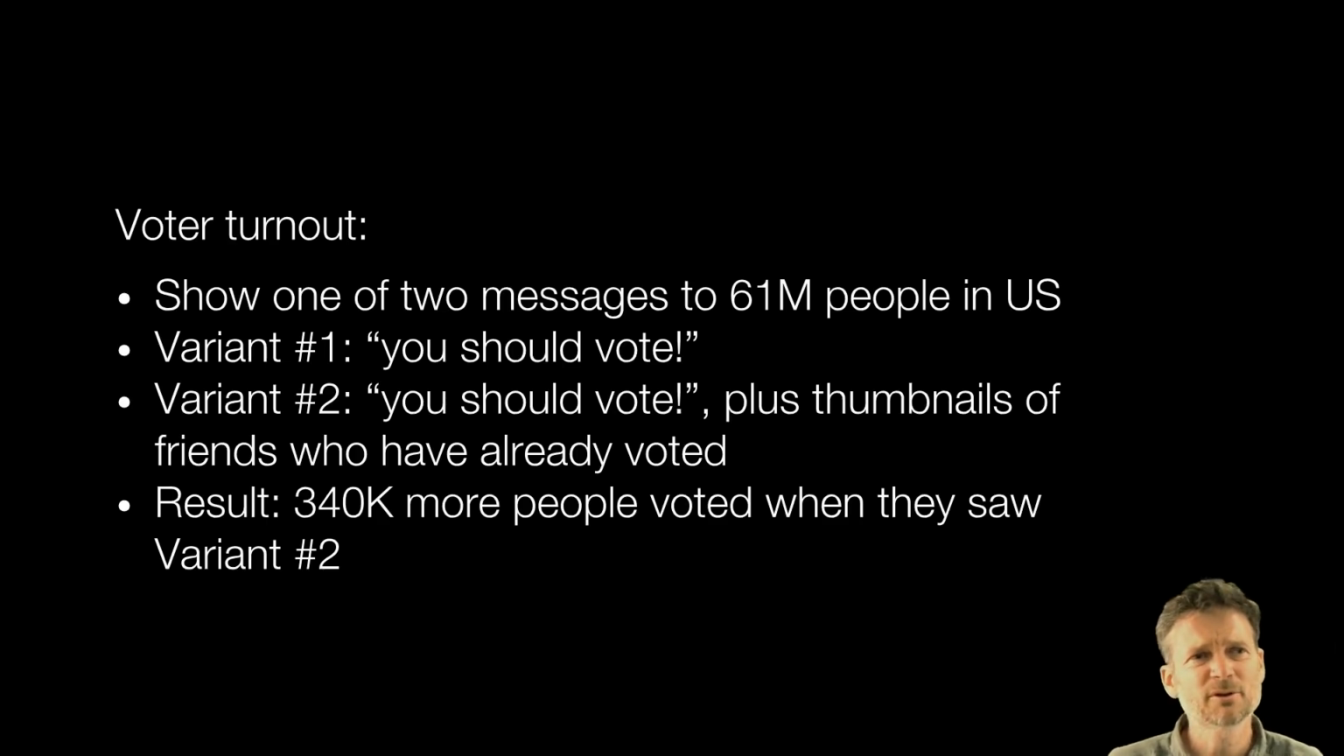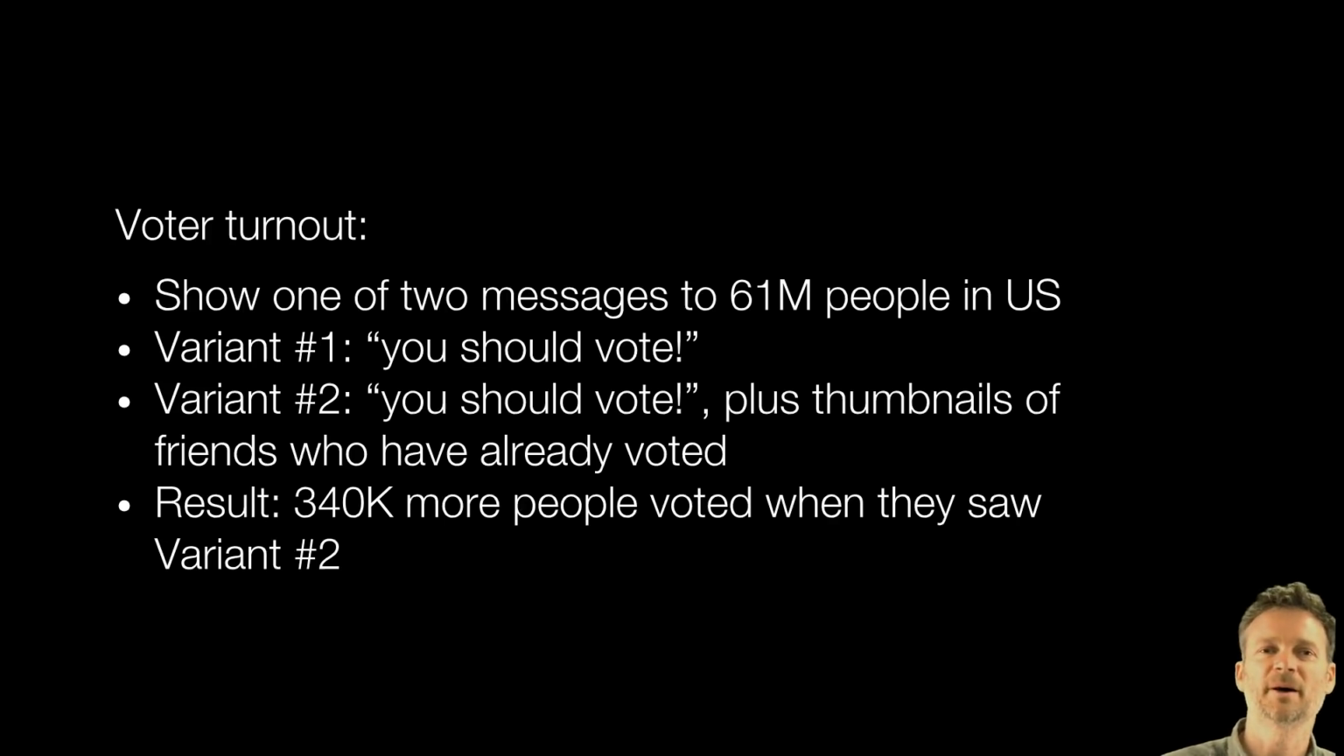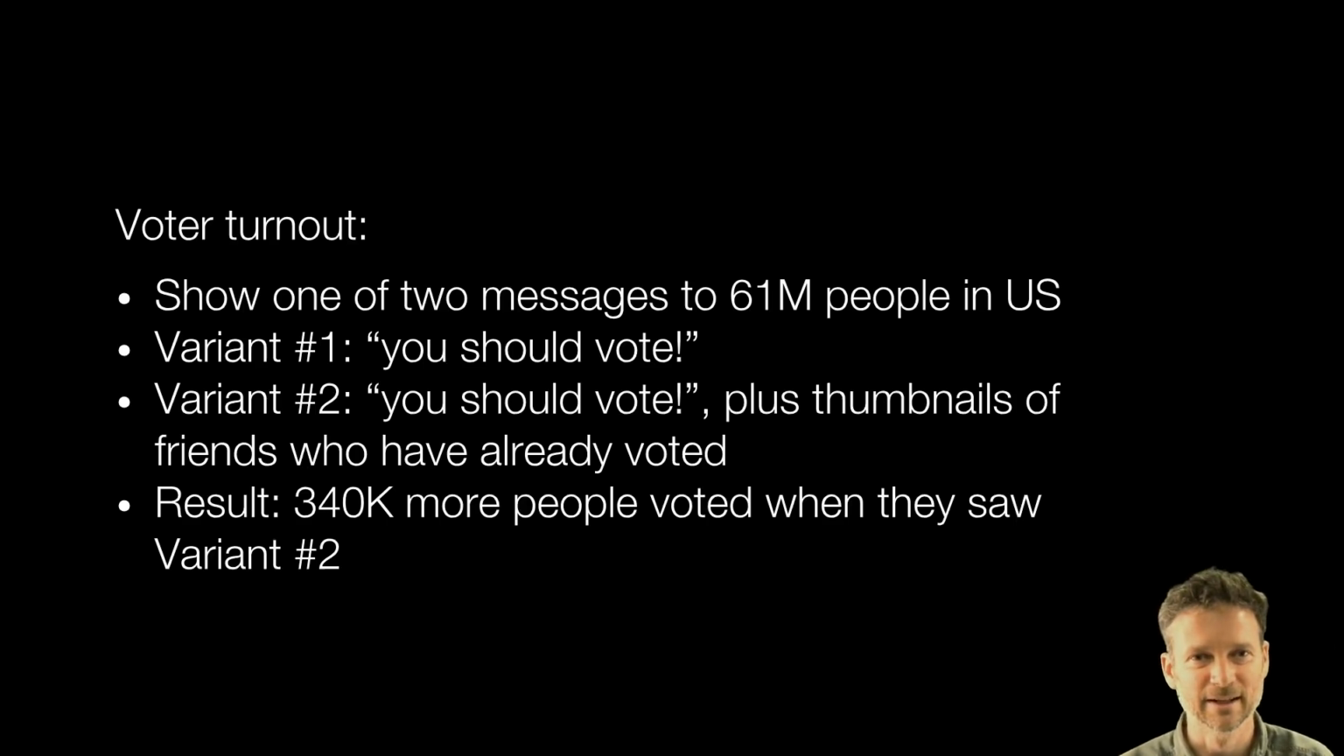But actually they had two different messages. Half the people saw the first message, which was the you should go vote, it's a good idea, it's election day, don't forget. The other half saw that same message with a slight addition. Facebook also showed them thumbnail images of some of their friends who'd already voted and said, hey, look, your friends have already voted. You should go vote too. And what they discovered was that the second message was significantly more effective. It had an effect showing people that their friends had voted. Over 300,000 more people voted when they saw the second message.